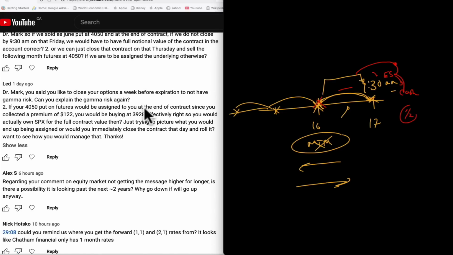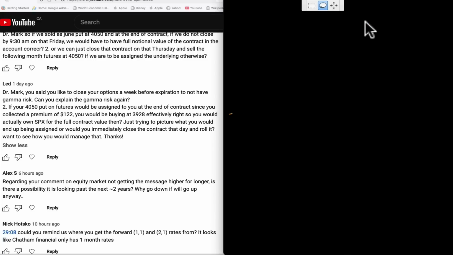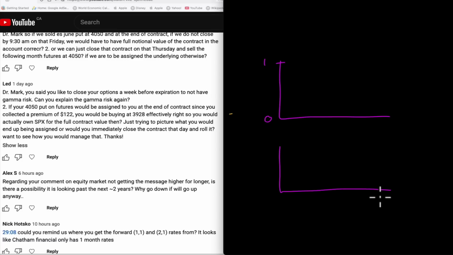You said you like to close your options a week before expiration to not have gamma risk. Can you explain gamma risk again? All right, so gamma risk is the risk associated with the underlying moving, right? So the closer you get to options expiration, let's say you have, let's draw this out here. This will be a delta of 1, and this is a delta of 0, and this is the stock price. And let's say that this is expiration up here, 60 days away.